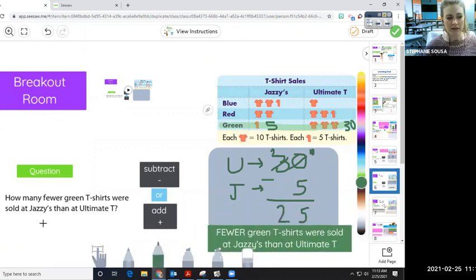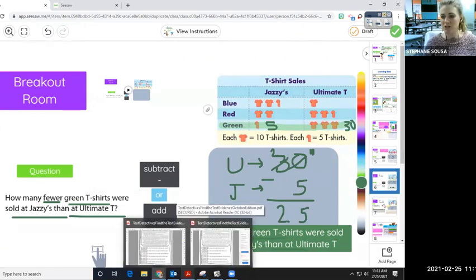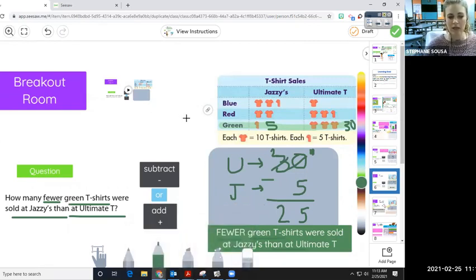The question gives me my label. Fewer, look at my label, fewer. Green t-shirts. Sold at Jazzy's. Than at Ultimate Tee. My label matches my question, okay? Label matches my question. Any questions on slide 6?